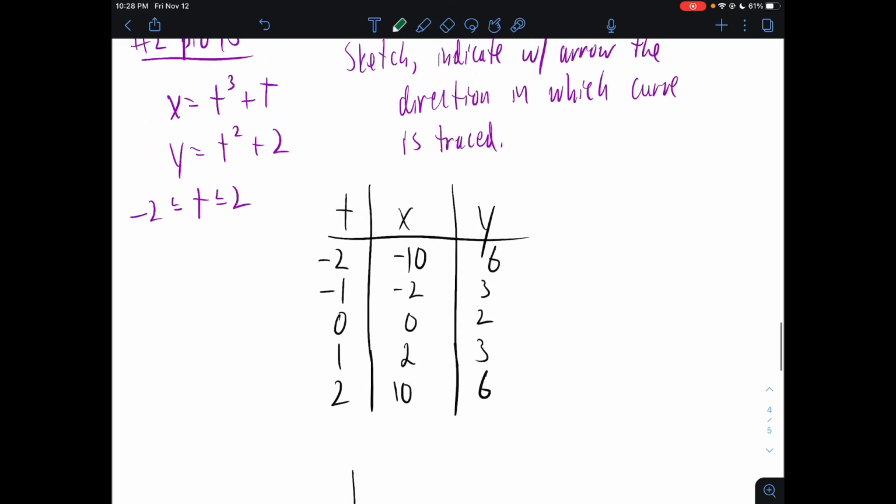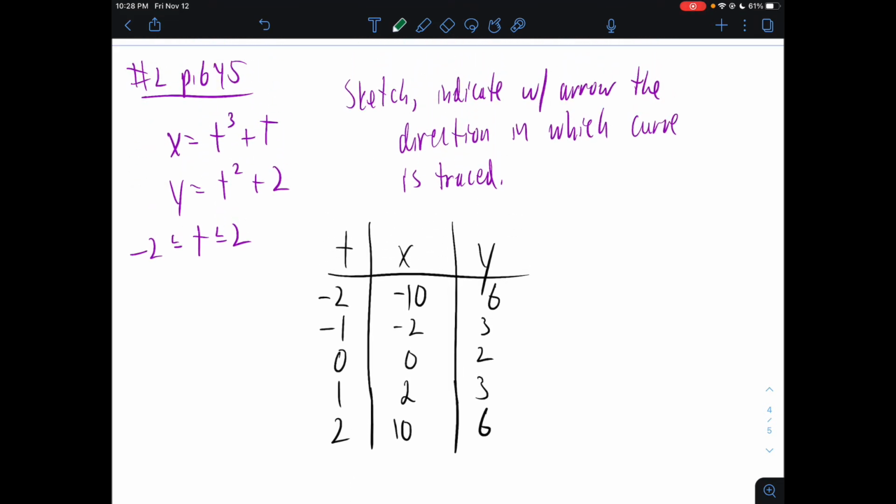If you wanted to eliminate the parameter, you would want to get t by itself in one of these equations. It'd most likely be easiest with y equal to t squared plus 2, and then you could substitute that into the other equation.